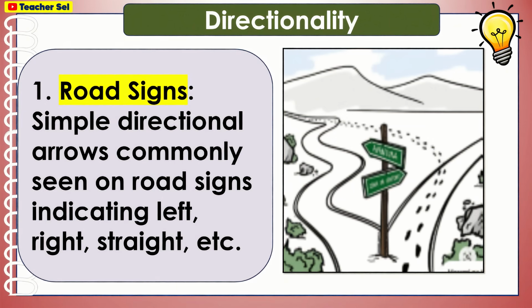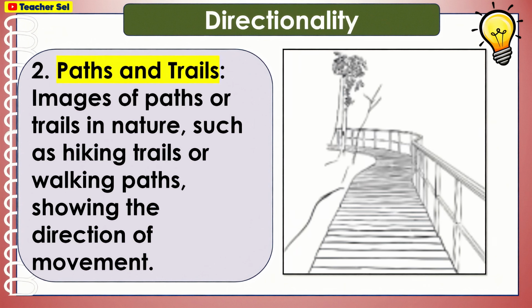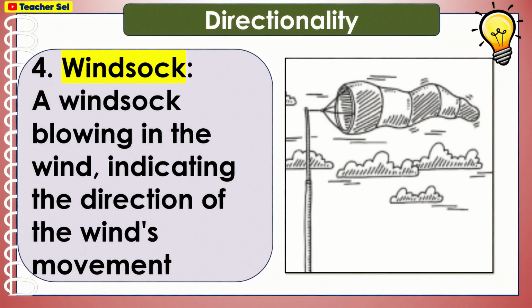Road signs. Simple directional arrows commonly seen on road signs indicating left, right, straight, etc. Paths and trails. Images of paths or trails in nature, such as hiking trails or walking paths showing the direction of movement. Railroad tracks. Straight railroad tracks converging towards the horizon, illustrating directional movement. Windsock. A windsock blowing in the wind, indicating the direction of the wind's movement.